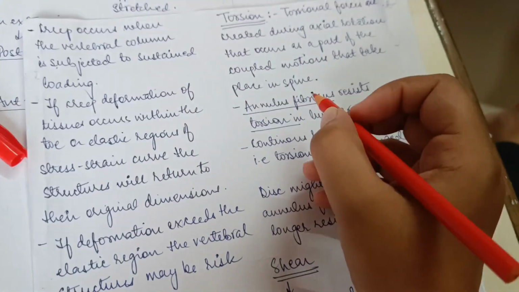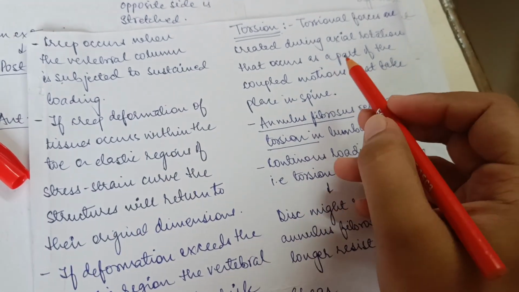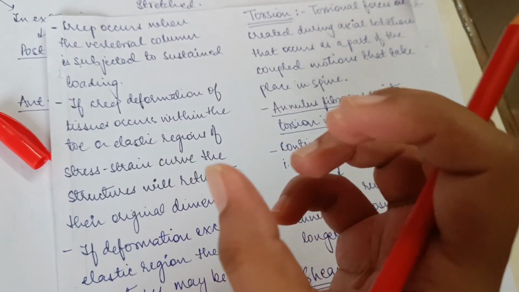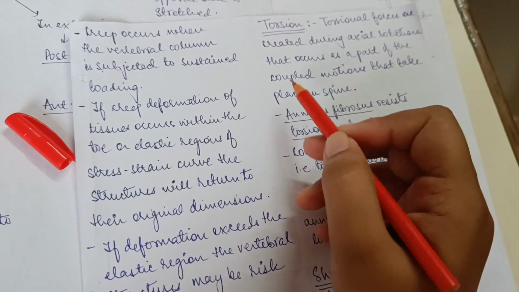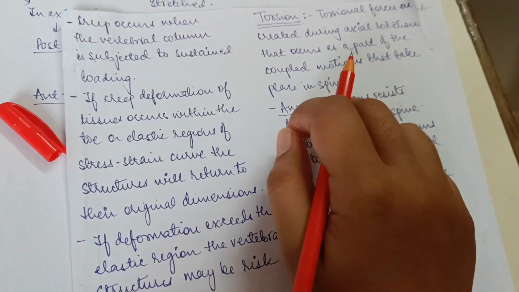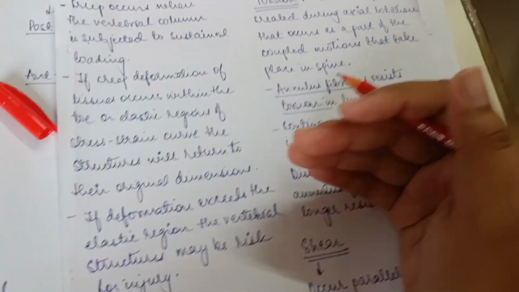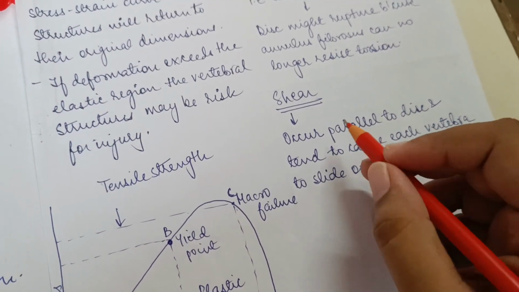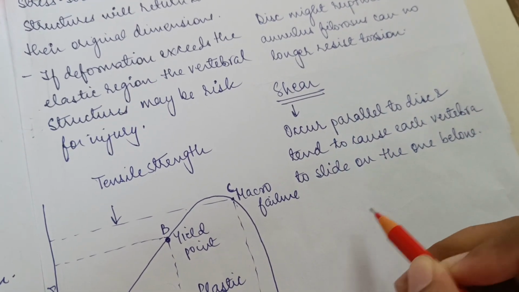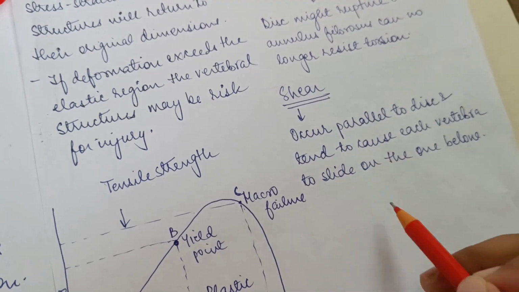The third force is torsion. Torsional forces are created during axial rotation. Whenever there is coupling motion and whenever there is rotation, torsional forces are created. And the annulus fibrosus resists this torsion because it has collagen. The last is shear. Shear occurs parallel to the disc and tends to cause each vertebra to slide on the one above. So it will cause translation movement.